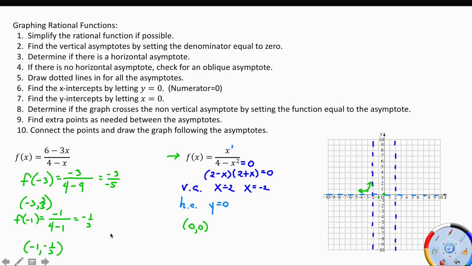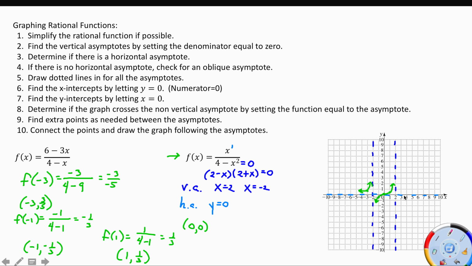Let's plug in f of positive 1. And I get 1 over 4 minus positive 1 squared, which is 1. So positive 1, positive 1/3. Now I know what's happening here. It's going to curve like this and follow those asymptotes off the edge.